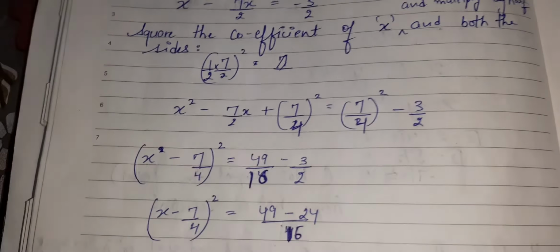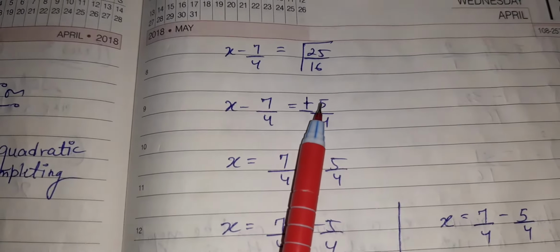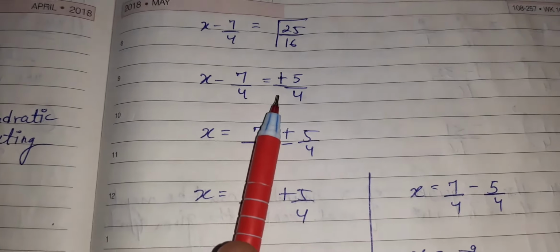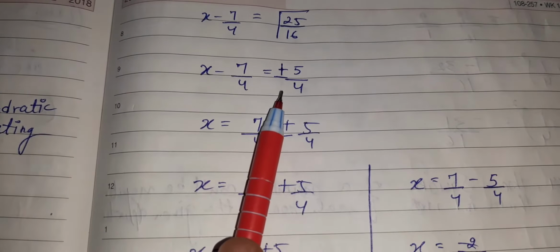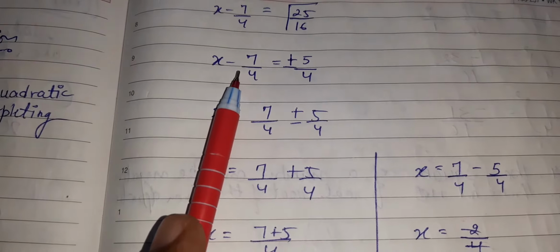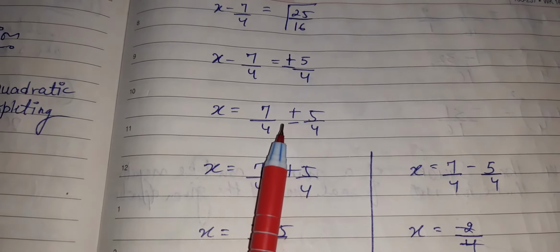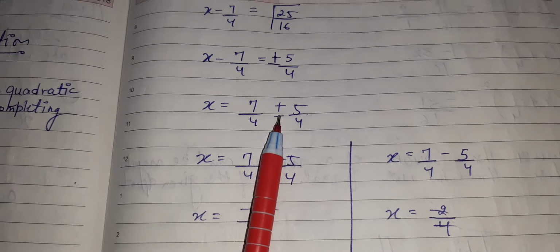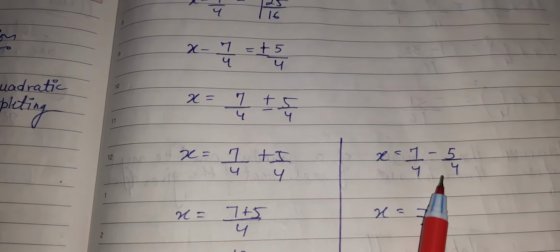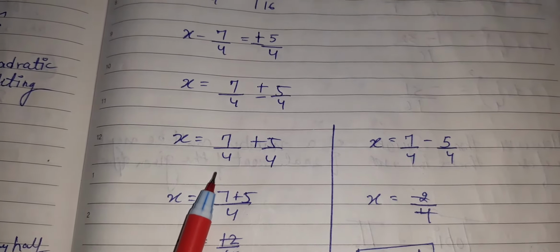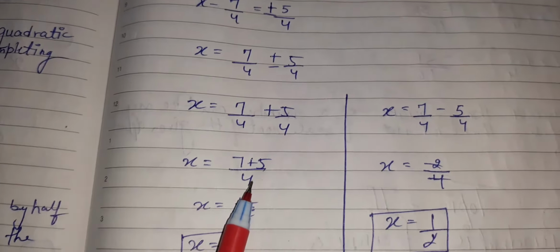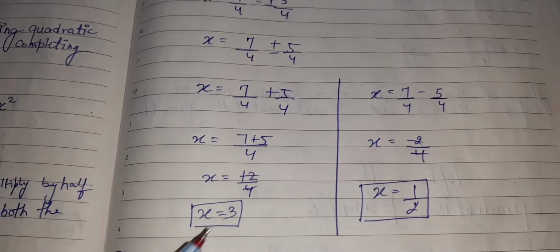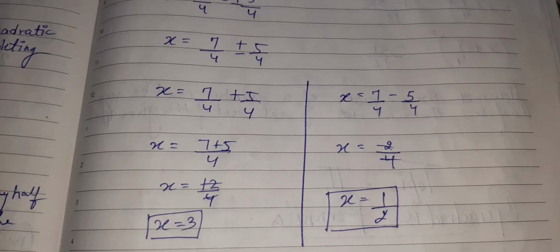x minus 7 by 4 equals plus minus 5 by 4. Remember, when you are removing the under root, it will change into plus and minus, always. Minus 7 by 4 will shift to this side, plus 7 by 4. Now, one time you have to take it as positive, one time as negative. 7 by 4 plus 5 by 4. 4 is common. 7 plus 5, 12 by 4, 3. In the same manner, 1 by 2.